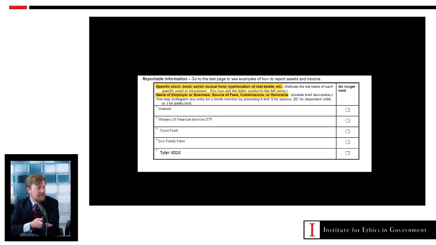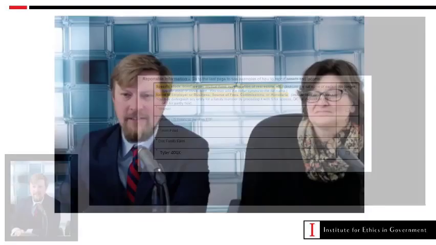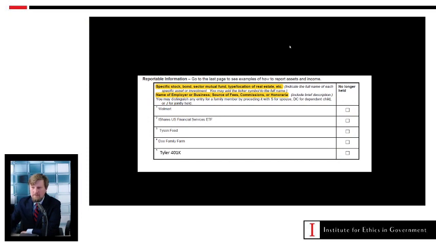So let's just see what the guide can help us with in terms of these entries. So let's take these first two and operate under the assumption that these are securities, Walmart and Tyson Food, and see what it is the guide tells us about the reporting of securities.